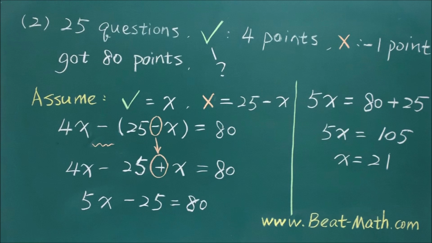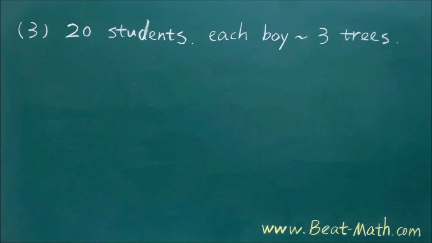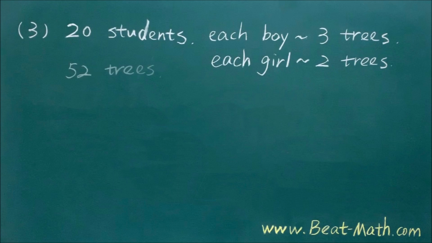To make sure you understand this method, we will do one last exercise. The 5th graders are going to plant trees. There are 20 students altogether. Each boy plants 3 trees and each girl plants 2 trees. Together, they plant 52 trees. So how many boys and how many girls are there in 5th grade?